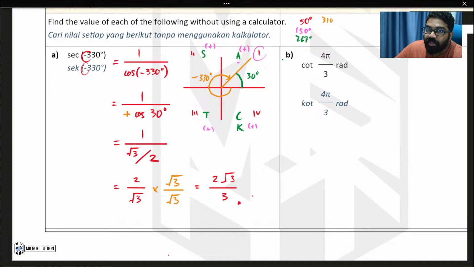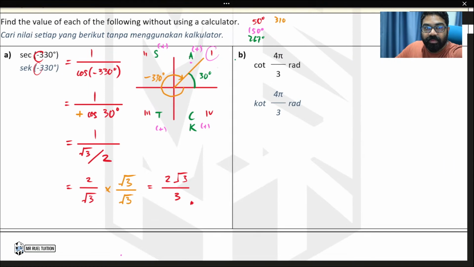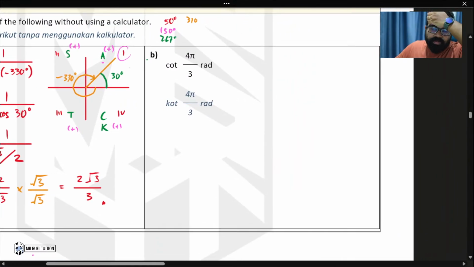Okay, class, can you follow? Okay, look at B. Cotangent of 4 pi over 3. What is this 4 pi over 3? Pi over 3 is 60. Then times 4, 240. Just like that, you already know.